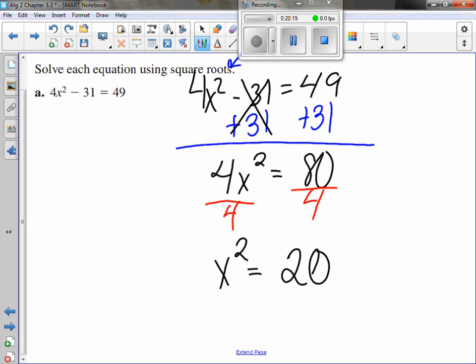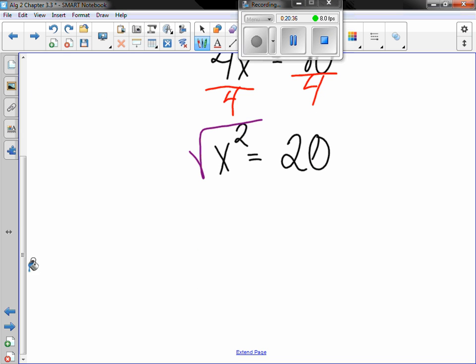Square root both sides and solve. Once we get the term that's squared by itself, we're going to square root both sides. Because what's the square root of x squared? Well, the square root and square would simplify out, yes? That's the process of the square root method.